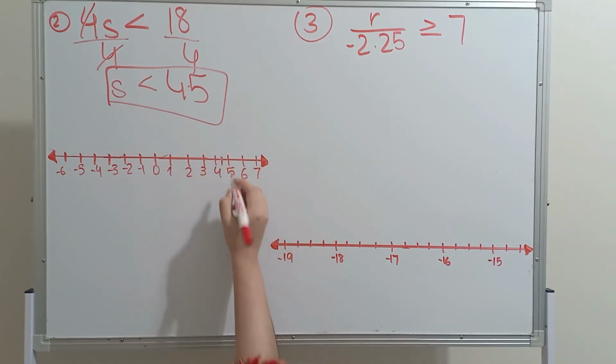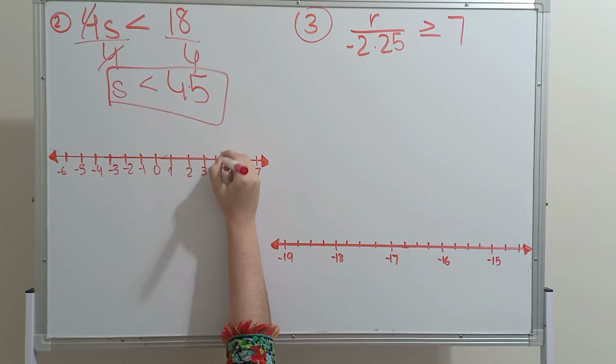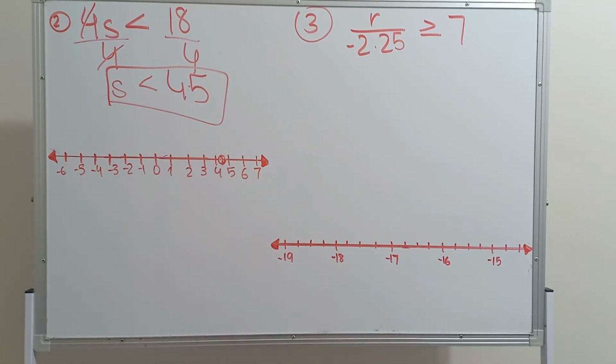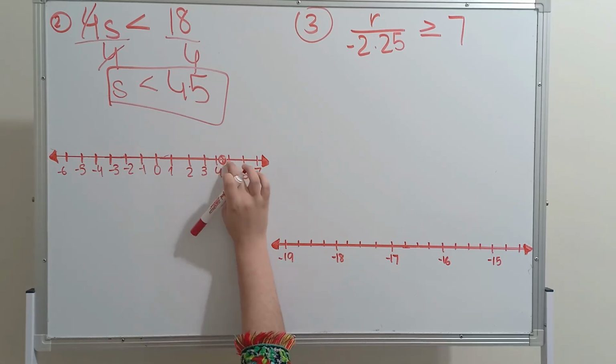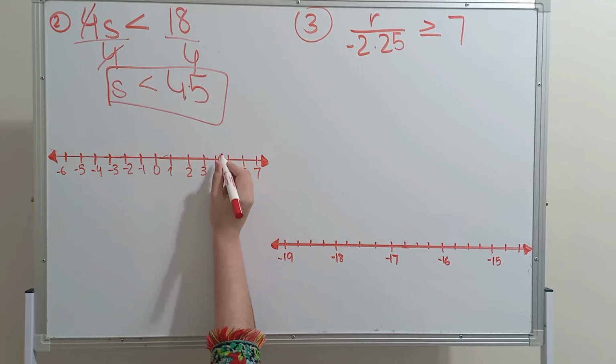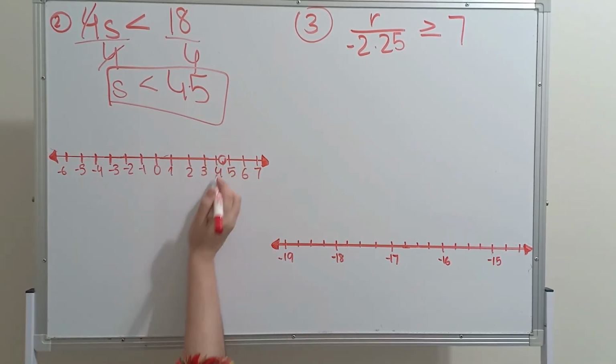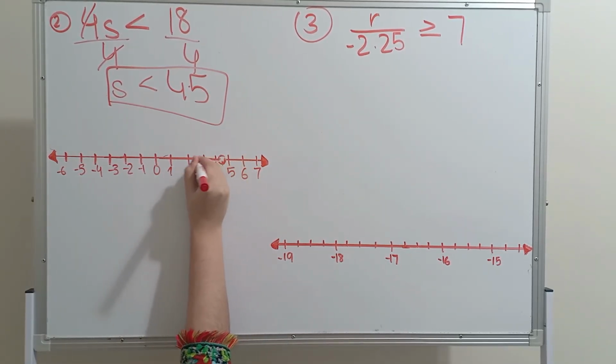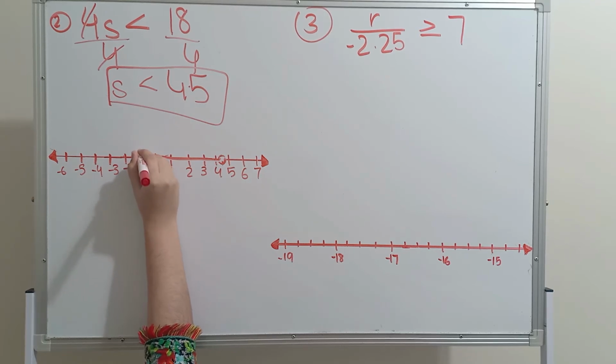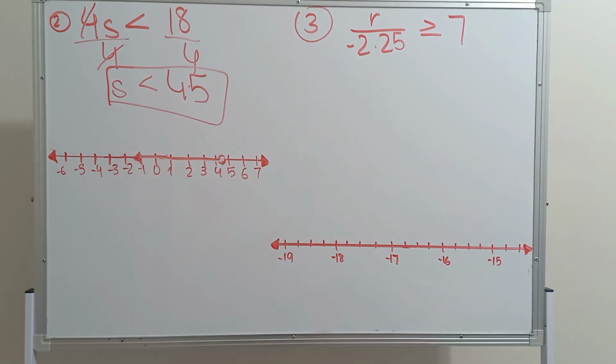We are going to put a circle here. We're not going to color in the circle. And then, s is less than 4.5, so we're going to go in a direction in which the numbers are less than 4.5. So that side is going to be this side. And we're just going to draw it here. So that's going to be our answer for the second question.